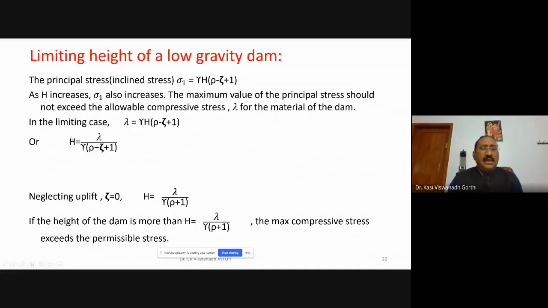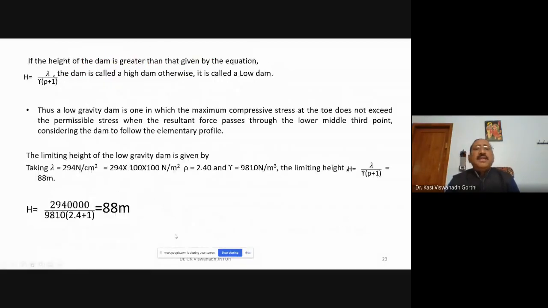This is the height. If you neglect the uplift, zeta will be equal to 0. So H will be equal to lambda by gamma into rho plus 1. If the height of the dam is more than the value obtained from this equation, then the maximum compressive stress exceeds the allowable or permissible stress of the dam material. So this becomes the limiting height.